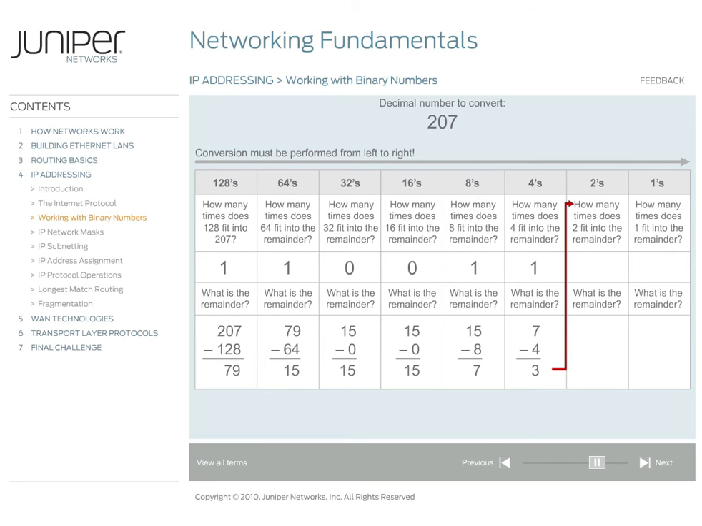Can 2 fit into 3? Yes, so we set the 2's place to a 1 and subtract 2 from 3. The remainder is now 1. Can 1 fit into 1? Yes, so we set the 1's place to a 1. Subtracting 1 from 1, we have a remainder of 0, and we've successfully converted the decimal number 207 into the binary equivalent shown on screen.